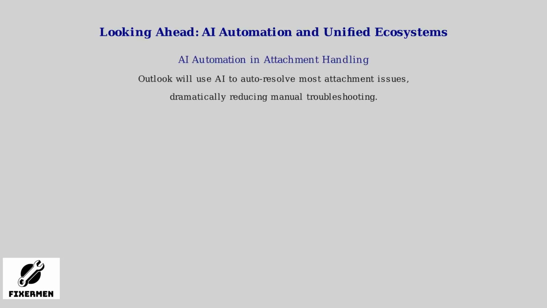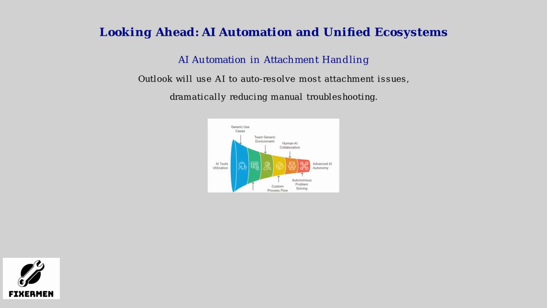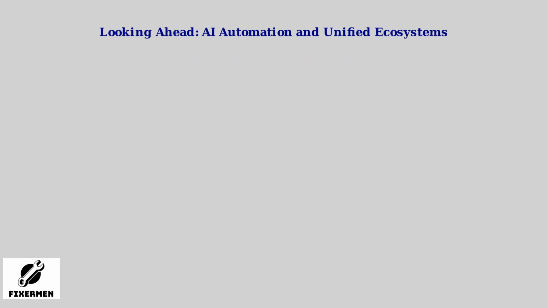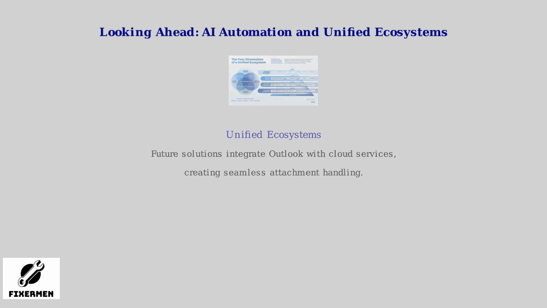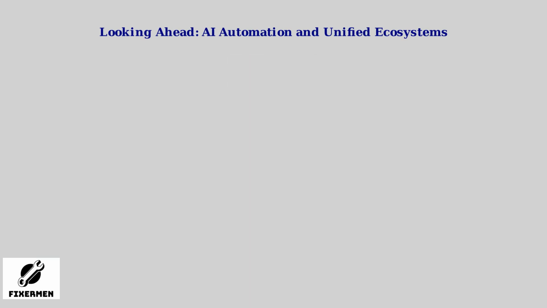Looking ahead, the future of Outlook attachment handling lies in AI automation and unified ecosystems. AI will automatically resolve most attachment issues, significantly reducing the need for manual troubleshooting. Unified ecosystems will integrate Outlook with cloud services and AI tools, creating a seamless environment where attachments are handled securely and efficiently across all devices.